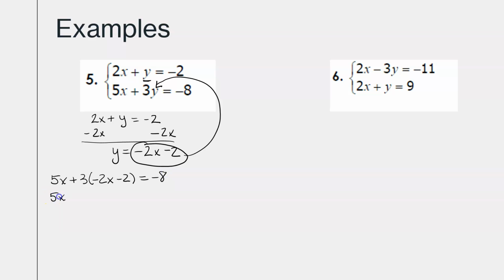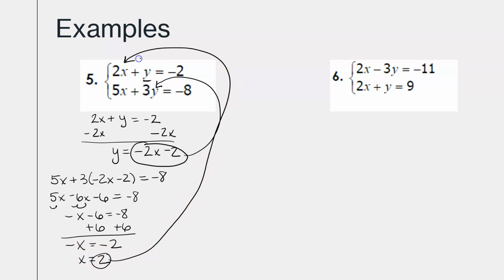When I distribute, I get negative 6x minus 6 equals negative 8. Put that together, I have negative x minus 6 equals negative 8. I add 6 to each side, so I have negative x equals negative 2, so x is 2. Now I'm going to take this value, plug it into the first one for x.